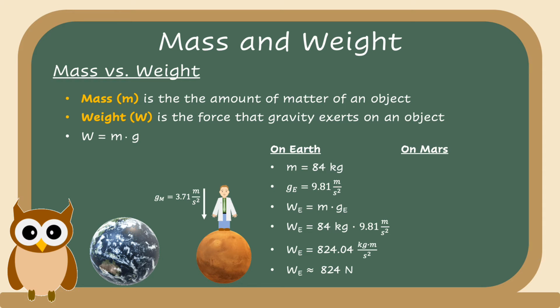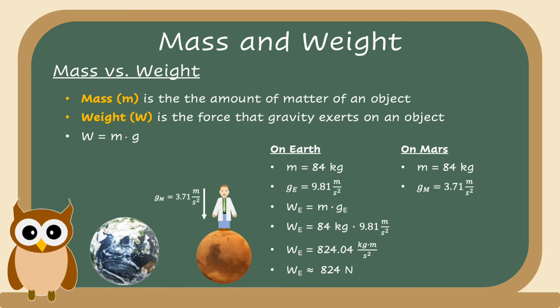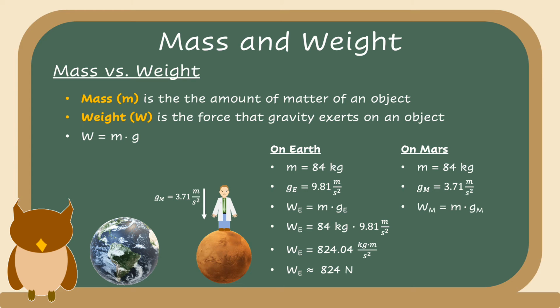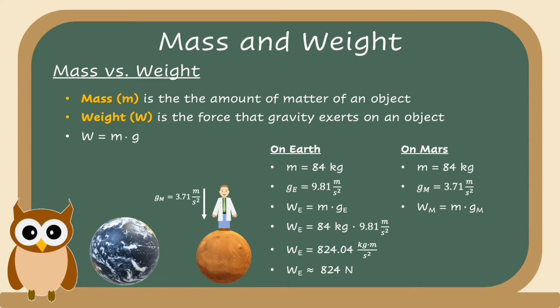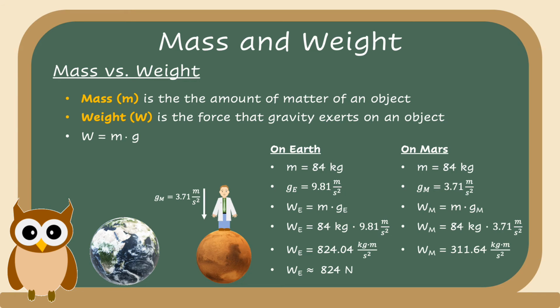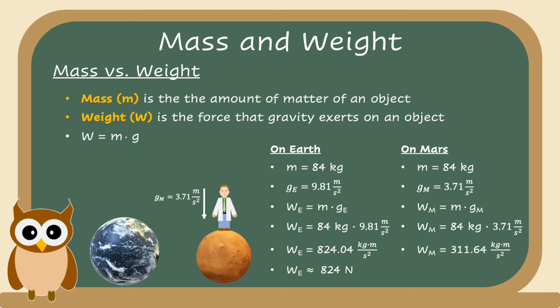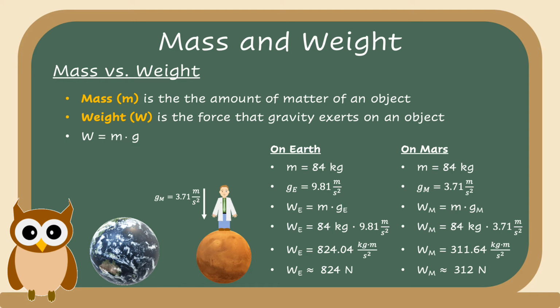Now, if I were to stand on the surface of Mars, my weight changes due to there being less gravity. On Mars, I would still have a mass of 84 kilograms, but the force of gravity would only be 3.71 meters per second squared. So multiplying them together, we get 311.64 kilogram meters per second squared, or about 312 newtons.